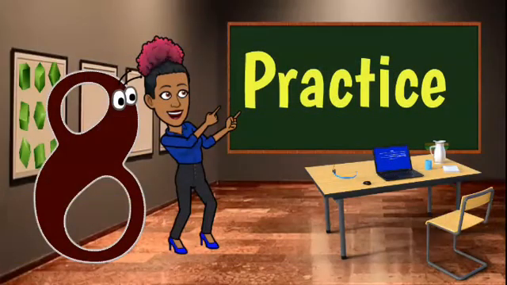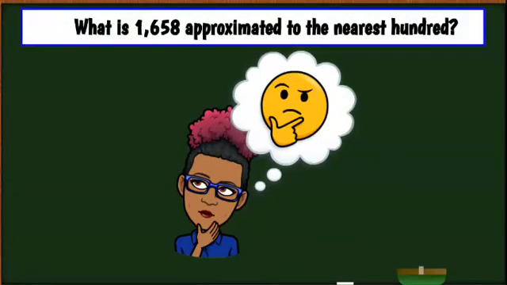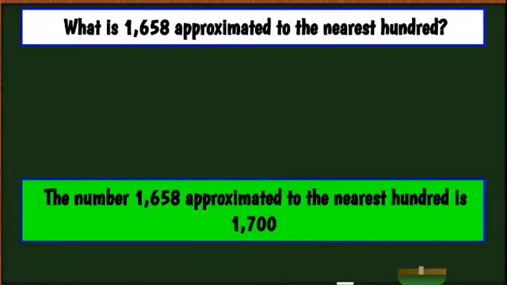Now here's some practice for you. What is 1,658 approximated to the nearest hundred? Few seconds. Your answer: the number 1,658 approximated to the nearest hundred is 1,700.